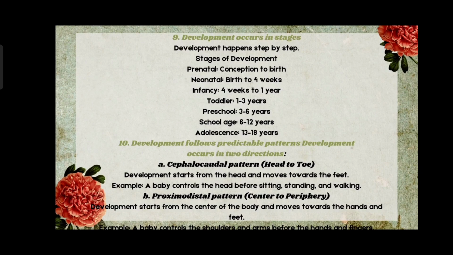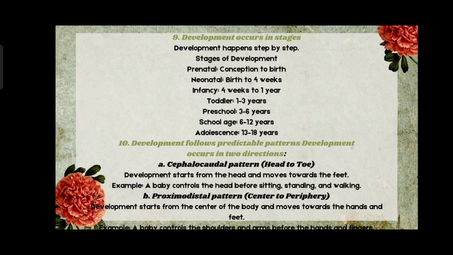Firstly, the development starts from the head region and then moves towards the feet. For example, the baby controls the head before sitting, standing and walking. That's why they say that it starts from the head and continues towards the toe.